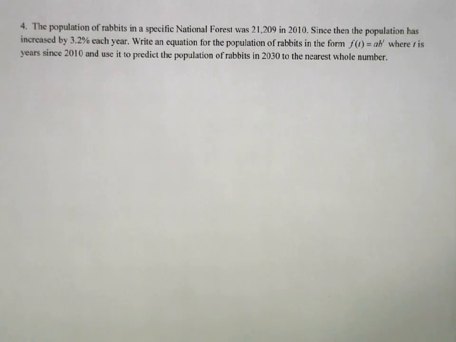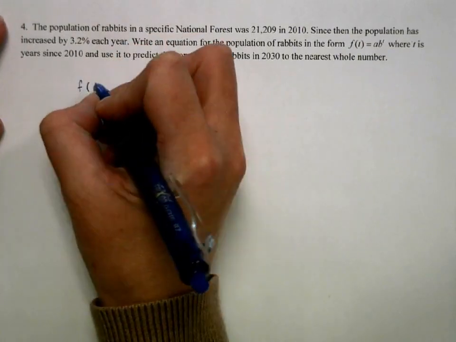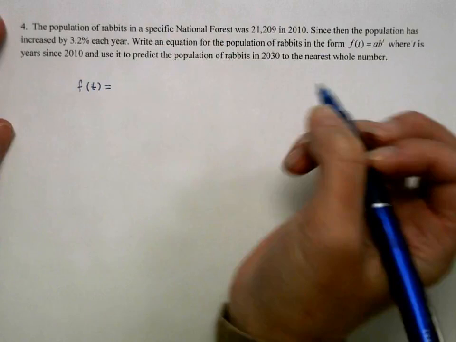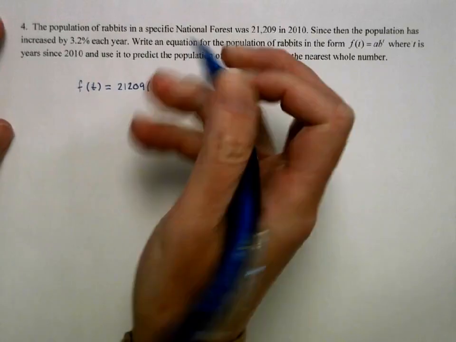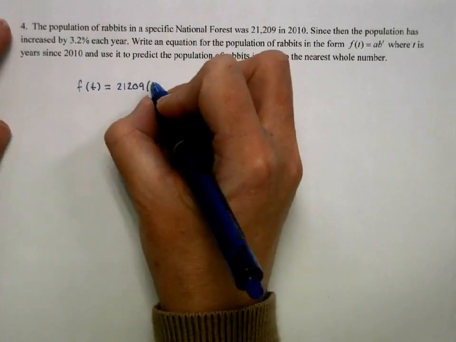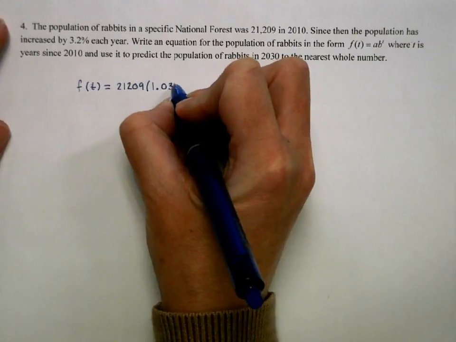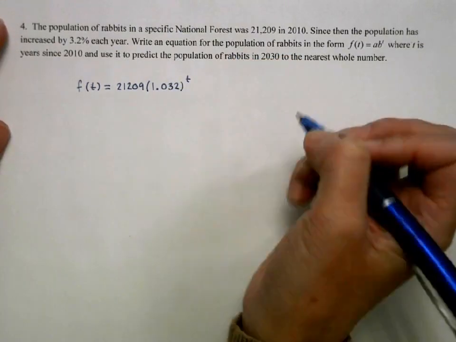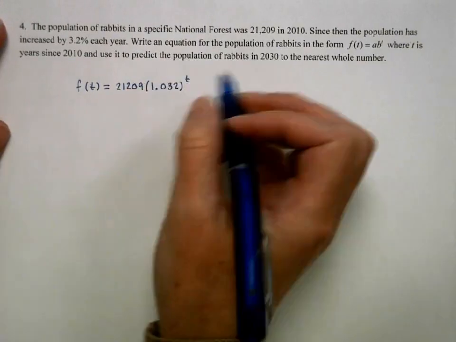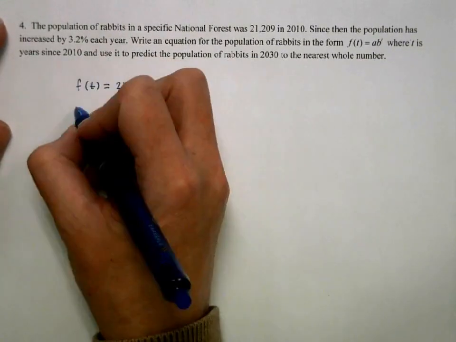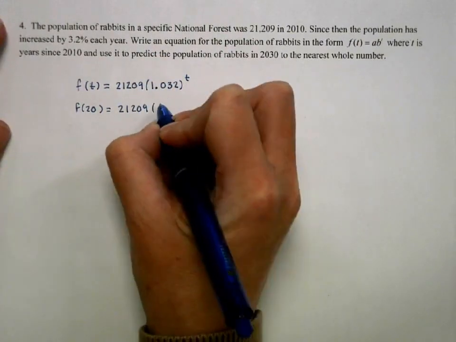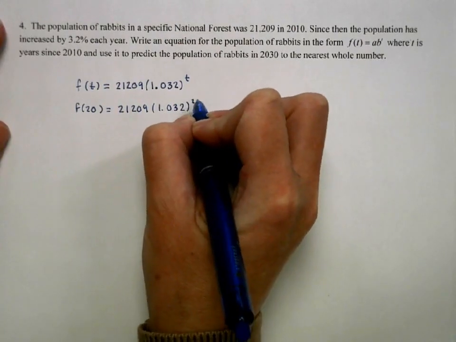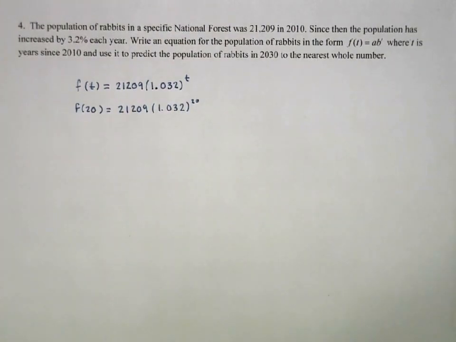Okay, so my A is going to be the initial amount, so 21,000. My growth rate is 3.2%, so in my exponential function, that's going to be 1.032 to the T. To predict for 2030, since this is since 2010, we'll plug in 20. Okay, and then let the calculator do this for us. And I will round to a whole number since we're talking about rabbits. But I get 39,821 rabbits.